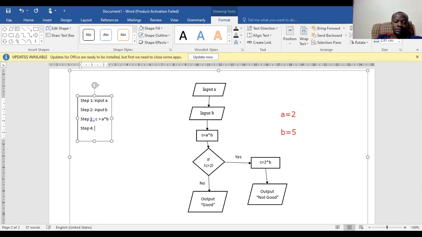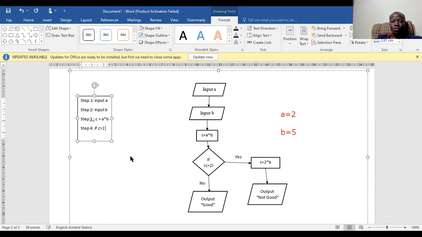Step 4. Check if C is greater than 2. Now in some programming languages, you put a question mark. But anyway, this is pseudocode. Is C greater than 2? Then they'll put a question mark. That's in PHP, which I'm using currently. Otherwise, you put something else. So this way, this is actually code, but don't worry about that.